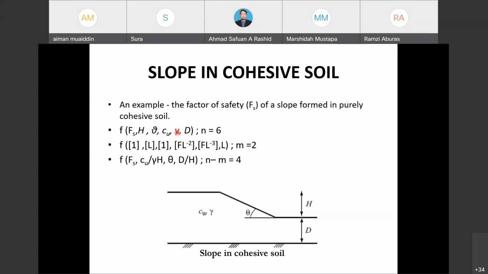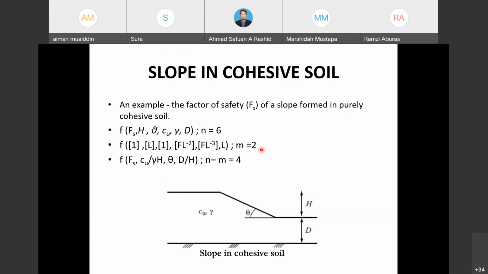Okay, so the last one is D. D is the geometry, so D is referred to L. Then we count how many primary dimensions there are, where the maximum can go up to 3 because we have FLT. But for this case, we don't have any T. So that's why it's preferred to use FLT when we deal with a force. Okay, so now we have two.